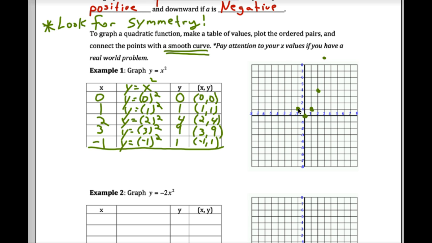Here's what I need you guys to do. Always be looking at your y column. Ever see the y values? Are they starting to repeat? Which number is repeated? 1. The 1, guys, is repeated. Look, we see it twice in the y column.